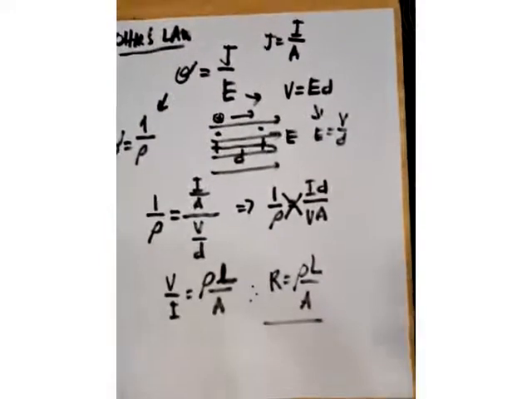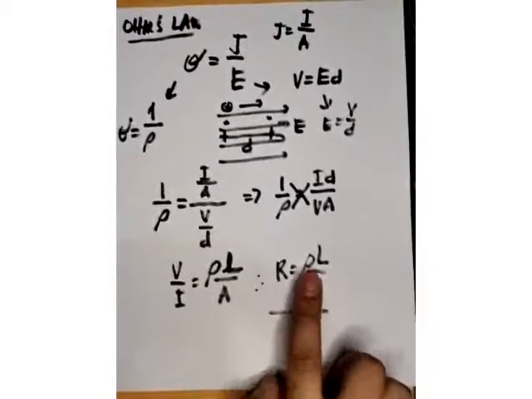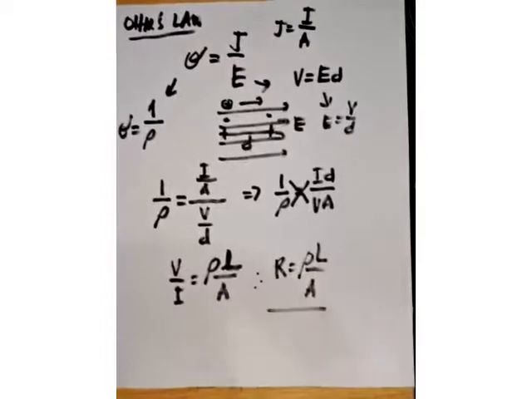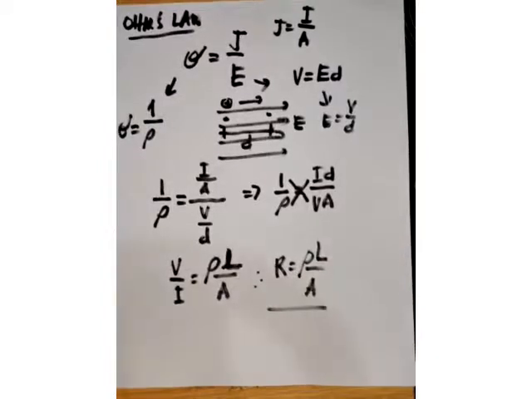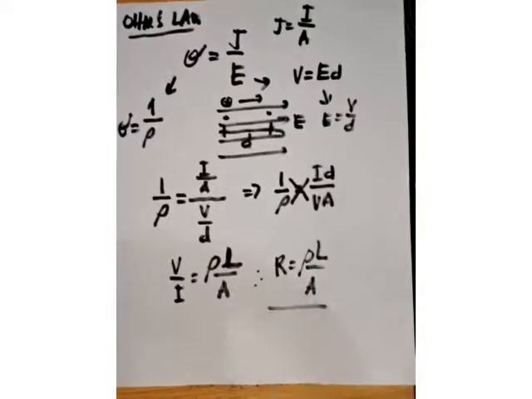So nakadepende siya sa tatlong bagay. Una, sa type of material or nature of material through resistivity. Gagamitin natin dito yung table na pinakita ko sa inyo kanina. Depende din siya sa length ng conductor, pati na yung cross-sectional area. The more na mahaba yung conductor, tumataas din yung resistance niya. At the more na lumiliit yung cross-sectional area, tumataas din ang resistance niya.